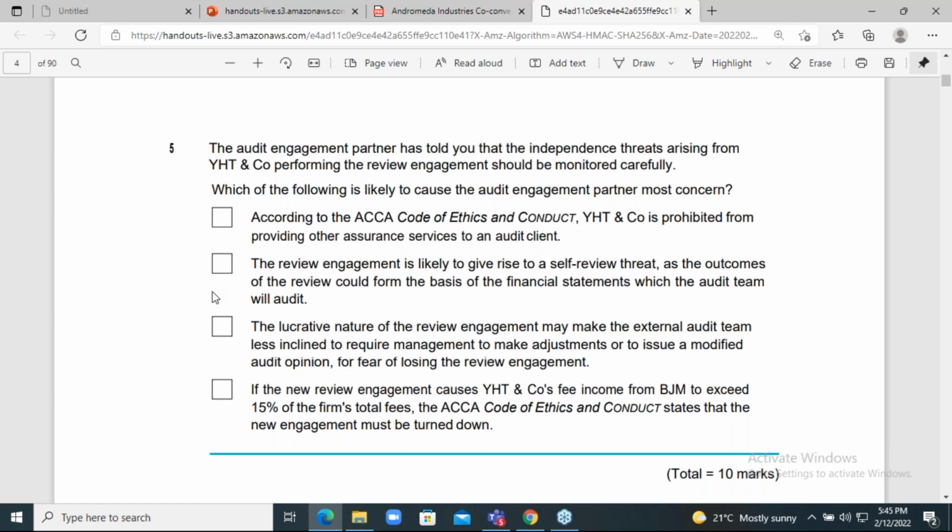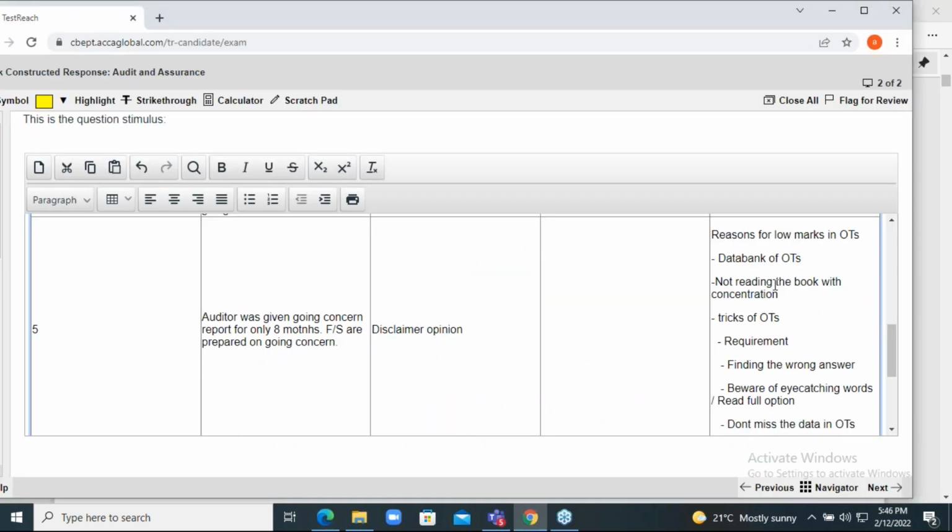thing is to beware that in some options we need to read the data again to identify the correct answer. So do not miss the data. Do not just read the requirement, read the options and click on it. You must also be aware of the relevant data that might have been written in the starting data in an OT. So please be aware of it. So these are some of the important points that we are discussing.